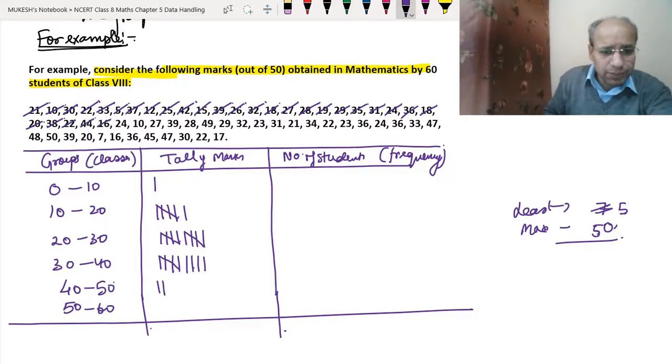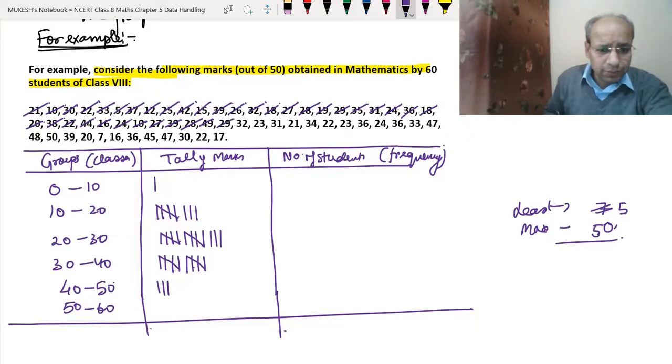16 will come between 10 and 20. 24 will come between 20 and 30. 10 will not come here, 10 will come here. Okay. 27 will come between 20 and 30. 39 will come between 30 and 40, so we will make a block here. 28 will come between 20 and 30. 49 will come between 40 and 50.